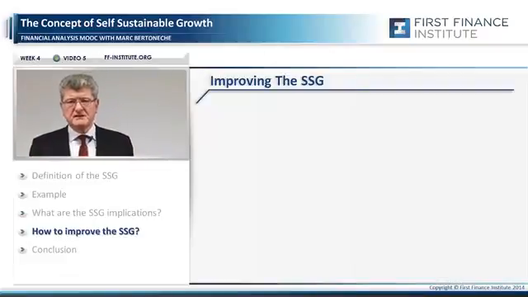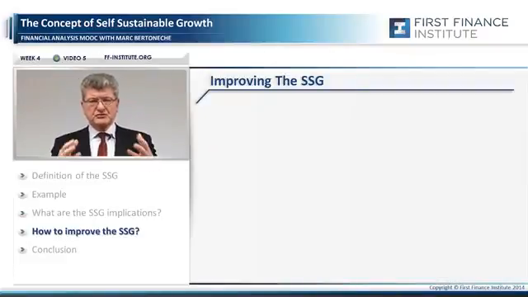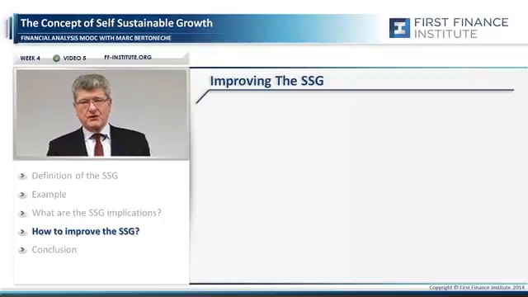How can we increase the self-sustainable growth to reduce this gap between actual growth and SSG? How to improve the efficiency of the engine of the car, to continue my initial comparison? The formula shows that improving the ROE and reducing the dividend distribution are the two main actions to undertake. Improving profitability, reducing the distribution of dividend.